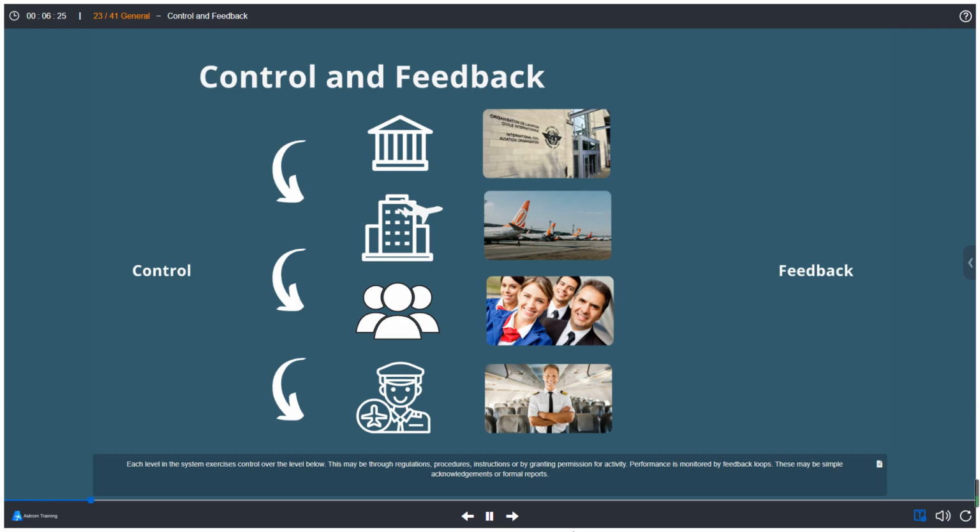Each level in the system exercises control over the level below. This may be through regulations, procedures, instructions, or by granting permission for activity. Performance is monitored by feedback loops. These may be simple acknowledgements or formal reports.